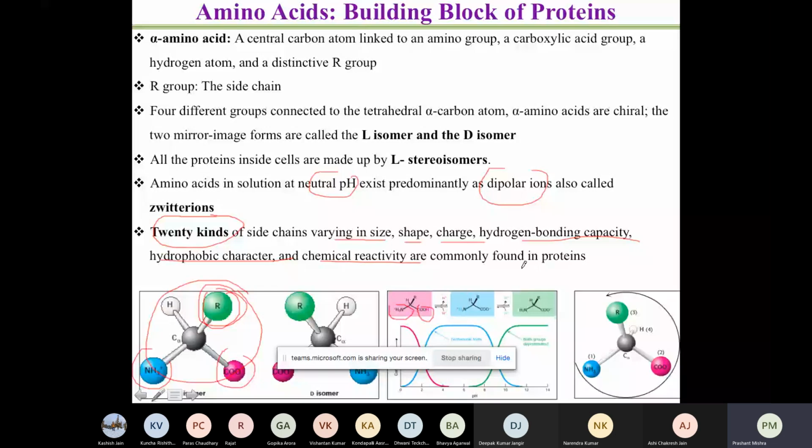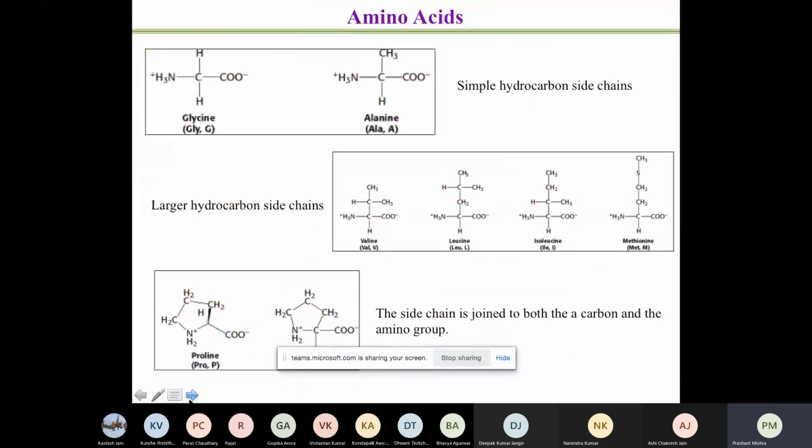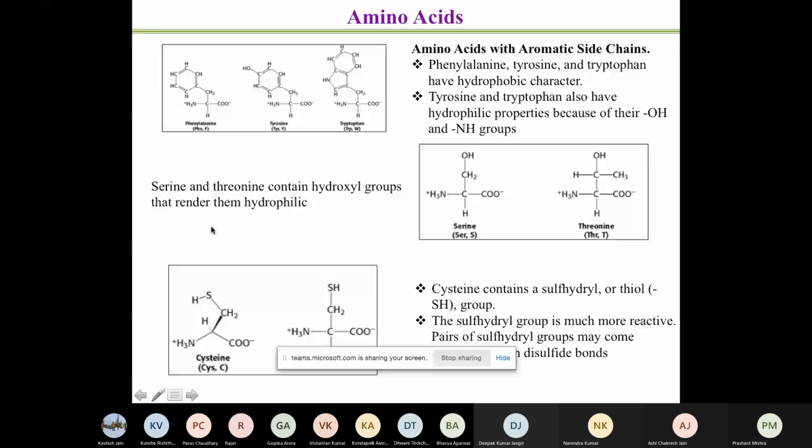So we will talk about amino acids. We will take them in groups where they have some similarity, and then we will discuss their properties. Here we are going to talk about a set of amino acids by their R group. So let us see what the R group is. This is the R group.